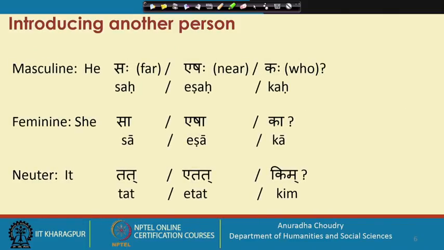And when you're introducing another person, for a person who's far, masculine, you would say saha. When he is near, it is eshaha. And the question is kaha. In the feminine case, it is sa, esha, ka. And in the neuter, we have tat, etat, kim. I hope you have got that. I will do a certain exercise for you and allow you to say saha or eshaha correctly.